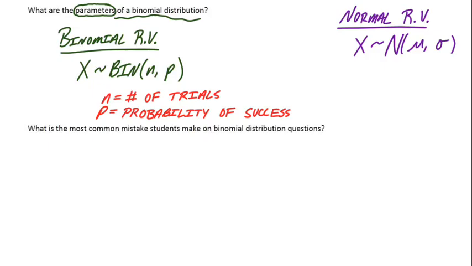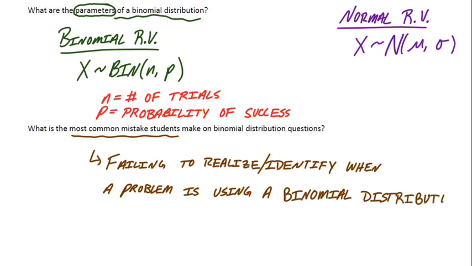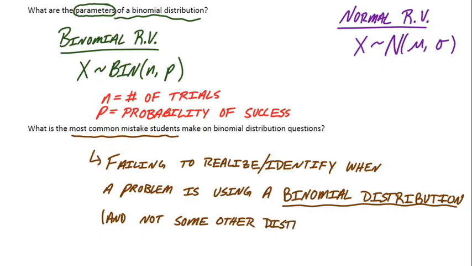Okay, so what's the most common mistake students make on binomial distribution questions? That mistake is that they fail to realize or identify that the question's talking about a binomial distribution. So they'll try to use a normal distribution or a t-distribution, and it's totally out of place. So you've got to be able to identify when a binomial distribution is appropriate. In doing that, you can use the BINS acronym to see if it meets those conditions.